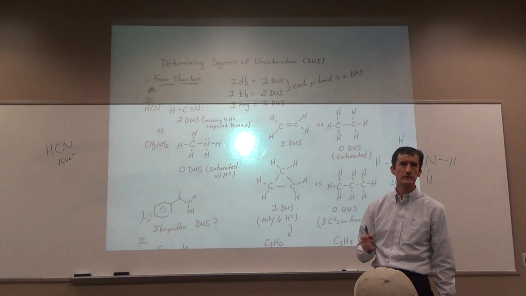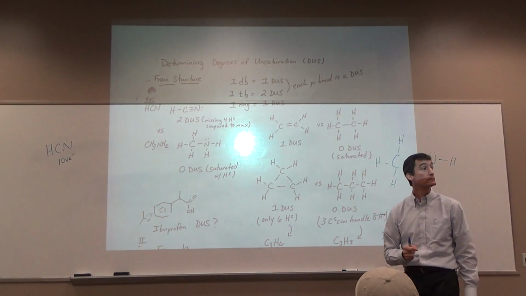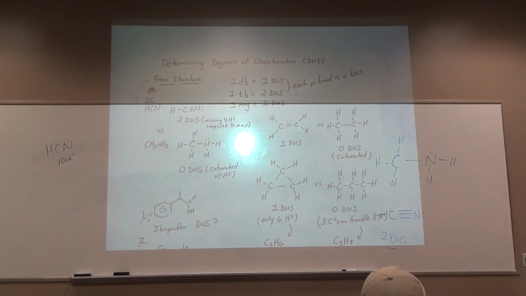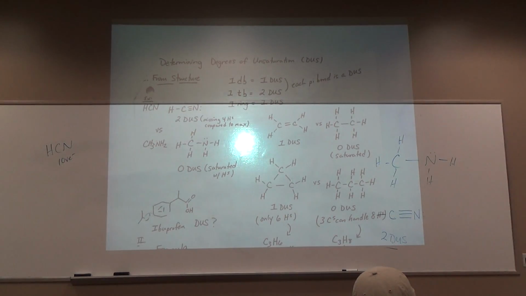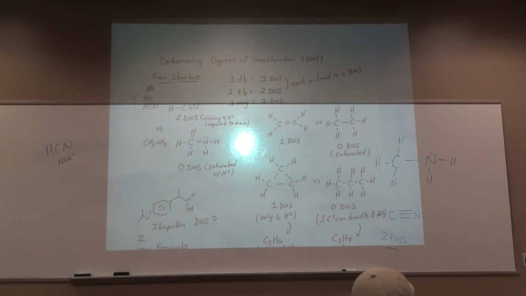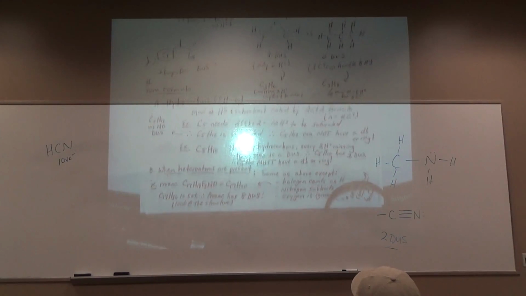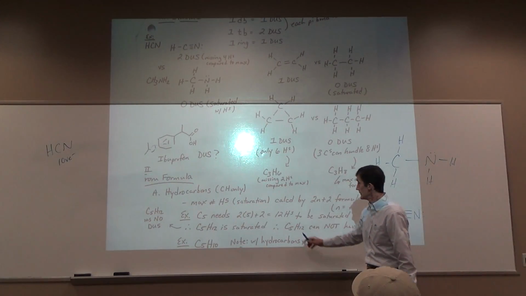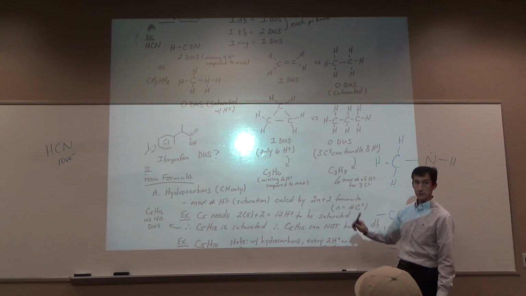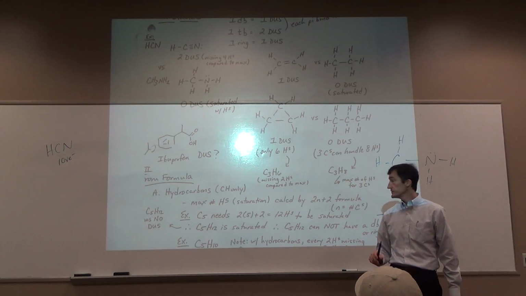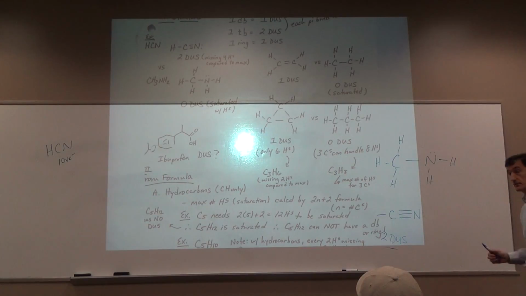How can you quickly tell? I hope you would all have this by now, because this was coming up today. The maximum number of H's is what? 8. 2n plus 2, where n is the number of carbons.